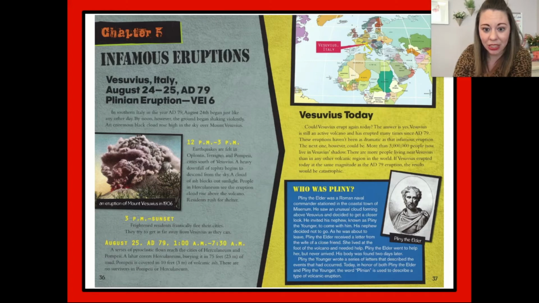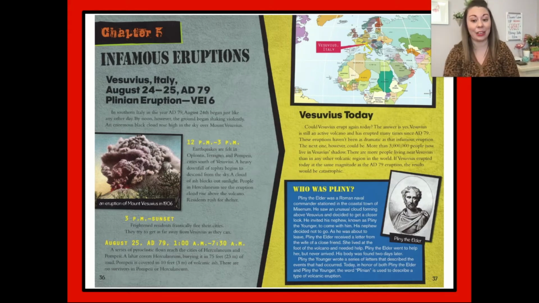As he was about to leave, Pliny the Elder received a letter from a wife and a close friend. She lived at the foot of the volcano and needed help. Pliny the Elder wanted to help her, but never arrived. His body was found 2 days later. Pliny the Younger wrote a series of letters that described the events that had occurred. Today, in honor of both Pliny the Elder and Pliny the Younger, the word Plinian is used to describe that type of volcanic eruption. So remember, we had learned from one of our previous lessons that a Plinian eruption was named after Pliny.